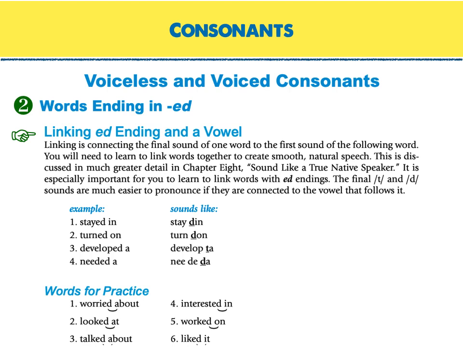It's especially important for you to learn to link words with ED endings. The final T and D sounds are much easier to pronounce if they're connected to the vowel that follows it. For example, stayed in sounds like stayed in. Turned on sounds like turned on. Developed a sounds like developed a. Needed a sounds like needed a.